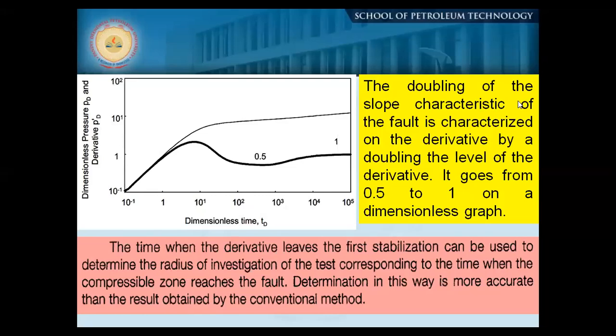So when the derivative leaves the first stabilization, that time can be used to determine the radius of investigation of the test, corresponding to the time when the compressible zone reached the fault. So when we are reaching a specific stabilization, you could use the radius of investigation formulation to understand where the fault is, how far from your well the fault is. Determination in this way is more accurate than the result obtained by the conventional method. So you could understand the philosophy behind distance measurement with the help of your derivative plot. This is what we are trying to understand by plotting our derivative plot.